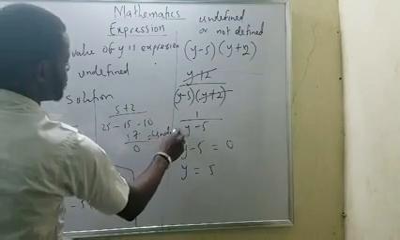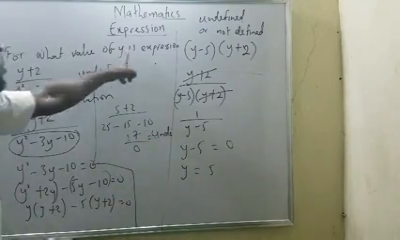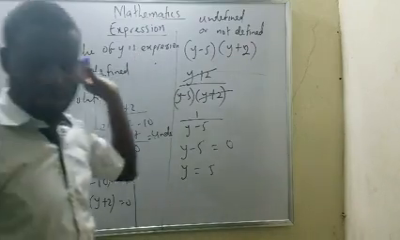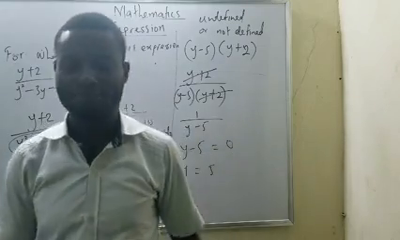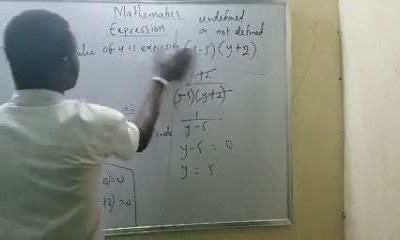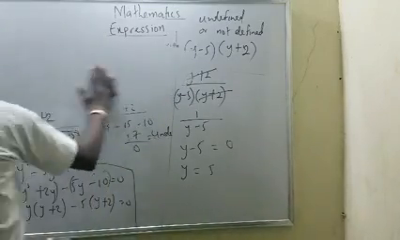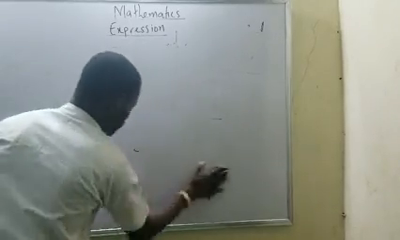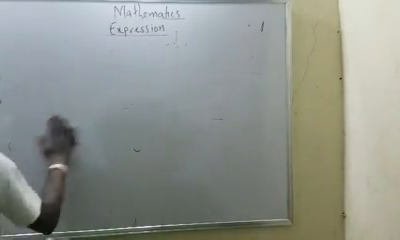Undefined. Can you see what value of what? Y in the expression will be undefined. That is what I'm trying to do. It means my y, once it equals 5, it will be undefined. Please take note of that. More examples so that you can get it right, work it out and move on.